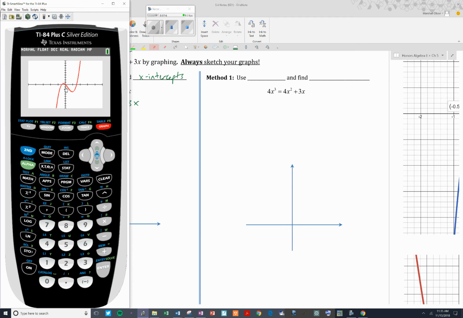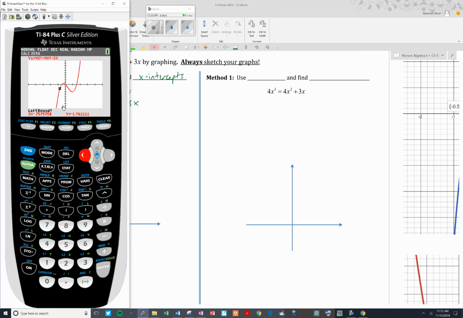Looks like it's going through 0, but we can get those zeros by going second trace, not second trace, excuse me. Yeah, that's what we want. I just didn't do it correctly. Second trace would take me to this menu. We want to find a 0, so we want number 2. And then this is the kind where it asks you for the left bound and the right bound. So I'm going to focus on this 0 right there.